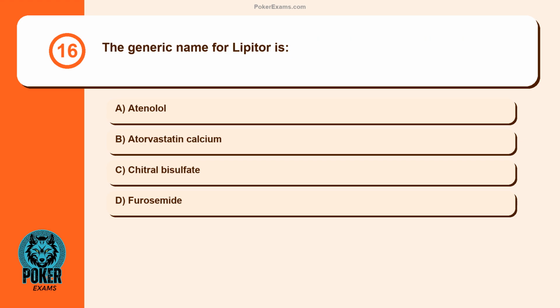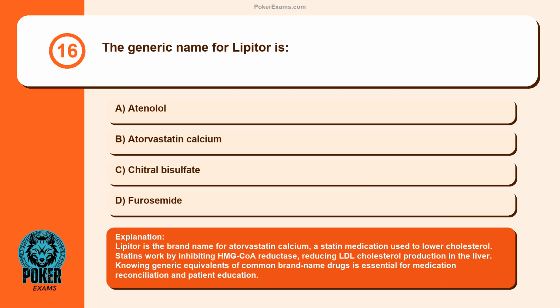Question 16. The generic name for Lipitor is: atenolol, atorvastatin calcium, clopidogrel bisulfate, furosemide. Lipitor is the brand name for atorvastatin calcium, a statin medication used to lower cholesterol. Statins work by inhibiting HMG-CoA reductase, reducing LDL cholesterol production in the liver. Knowing generic equivalents of common brand name drugs is essential for medication reconciliation and patient education.